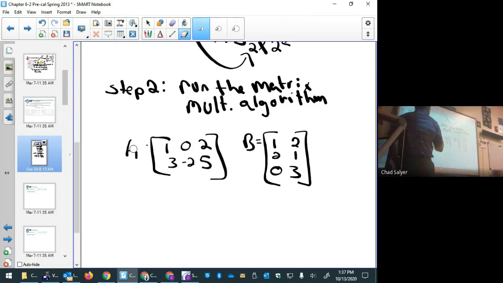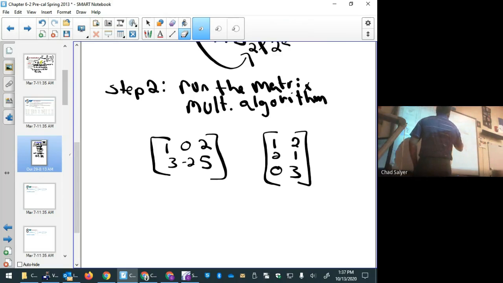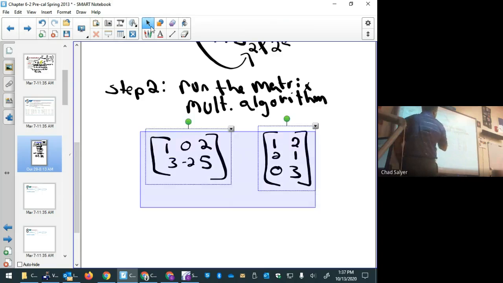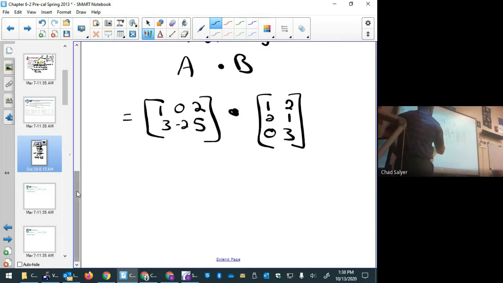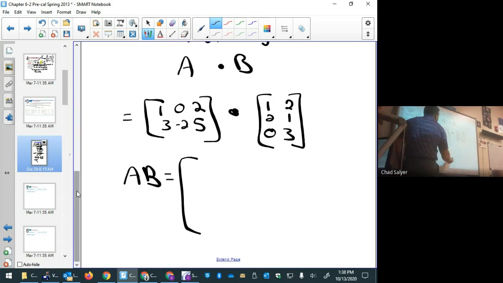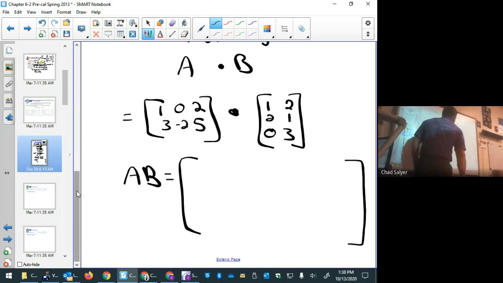So we're going to do A times B, which is this times this, and it's going to equal AB, which is a 2 by 2, but I'm going to give myself a lot of room because each one of those elements is going to have a pretty complicated expression.